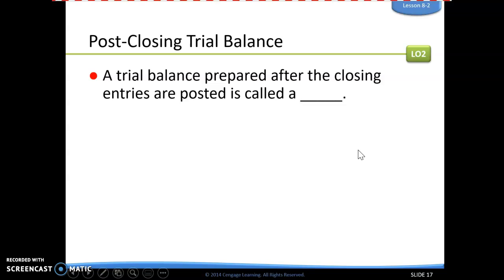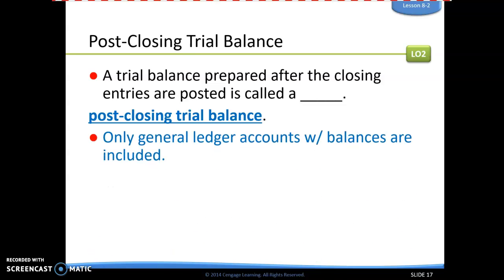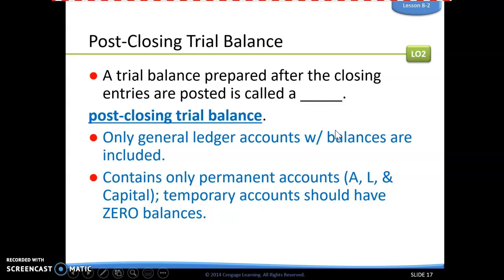A trial balance prepared after the closing entries are posted is called a post-closing trial balance. So after all adjustments, after everything's closed out, we have this post-closing trial balance. Only general ledger accounts with balances are included in this post-closing trial balance. So none of those temporary accounts are included in this report. So it contains only permanent accounts, your assets, liabilities, and capital. Temporary accounts should have 0 balances, so they are not included. Your total debit must equal your total credit at the end of this trial balance.